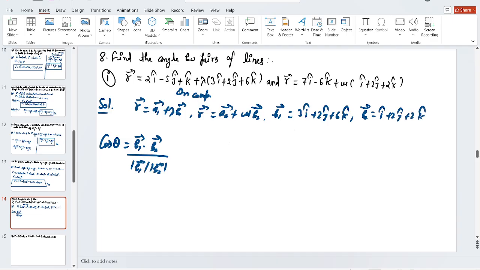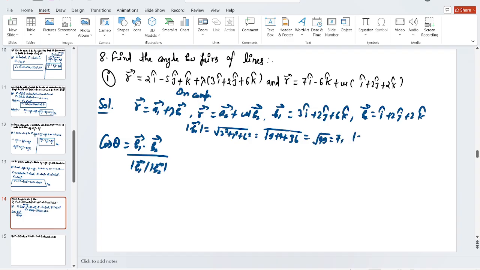Solving it, the modulus of vector b1 equals under root of 3 square plus 2 square plus 6 square. Simplifying, you get 9 plus 4 plus 36, which is 49. So under root 49 becomes 7.